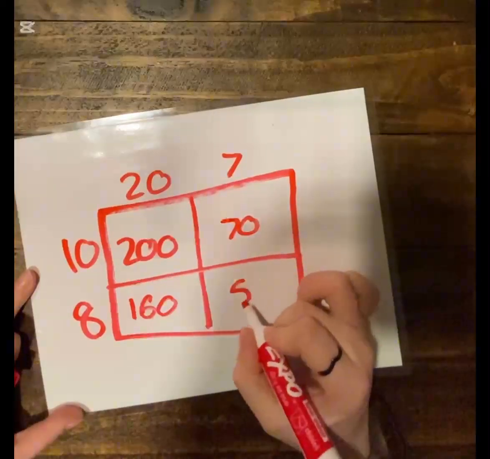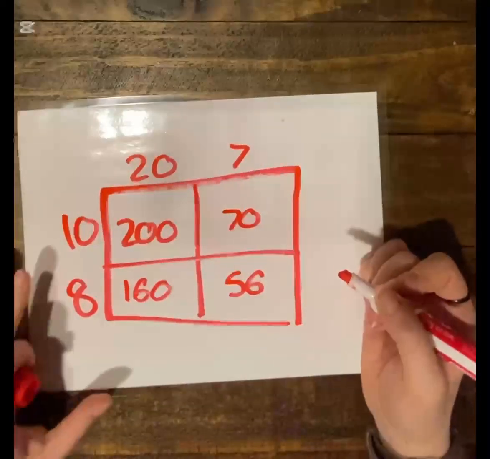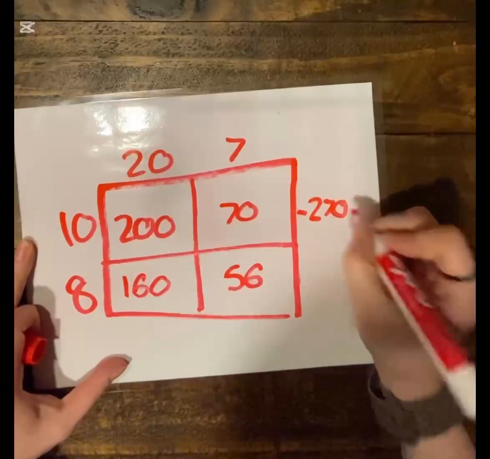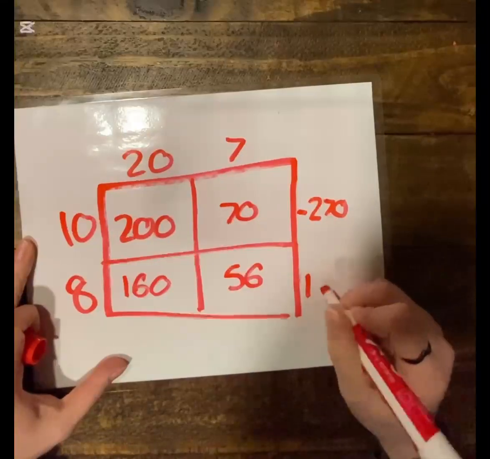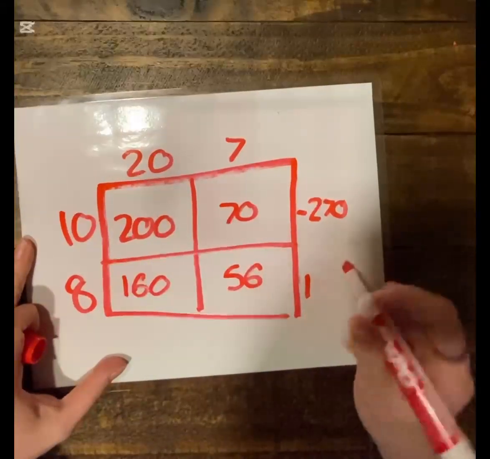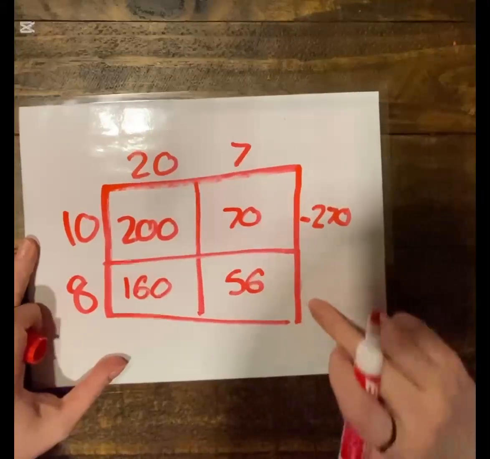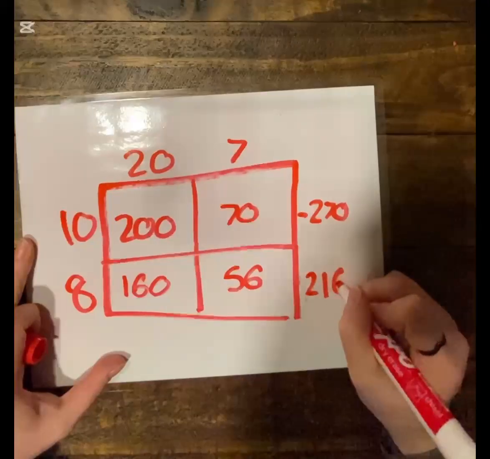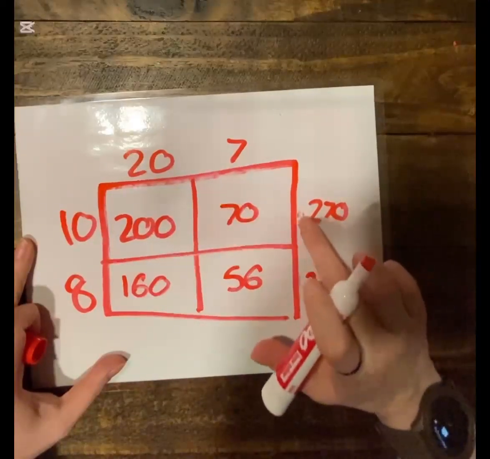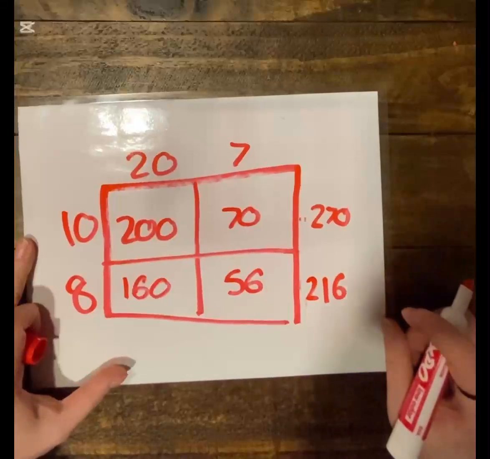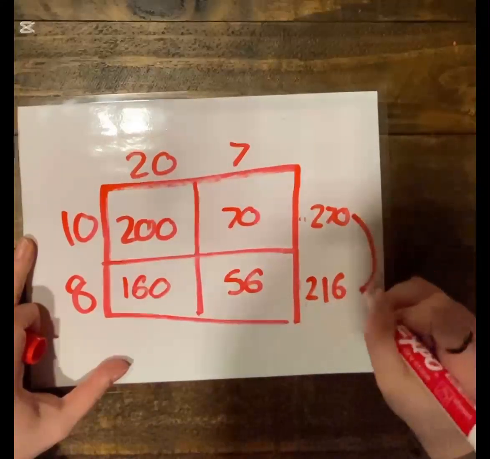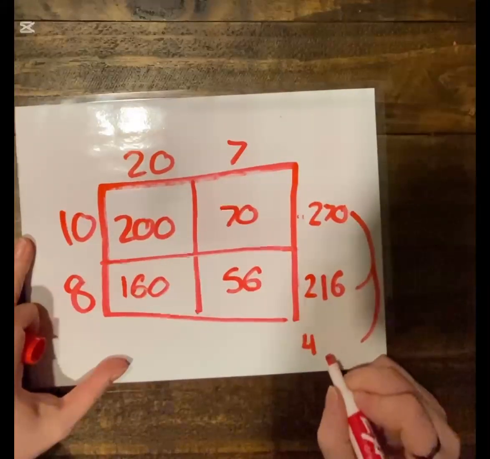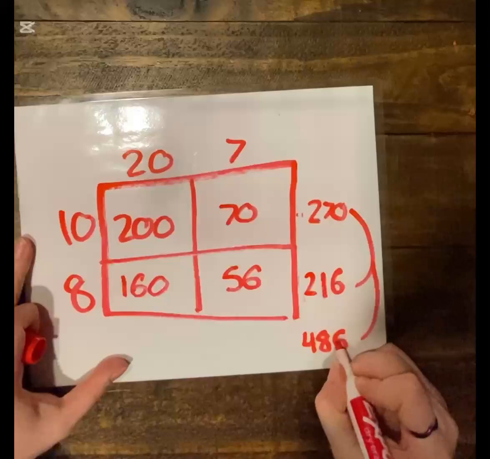And finally, 8 times 7 is 56. Then I add the numbers in the top two squares that give me 270. Adding the two bottom gives me 100 initially, but then 5 and 6 equals something over 10. So I have to change this to 200, and the leftover is 16. I have to add the 270 to the 216, which gives me 486.